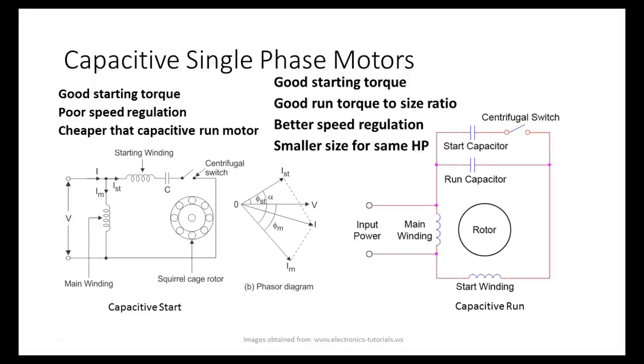Then we have what we call a capacitive run motor, which is kind of misleading. It has two capacitors on it. One of them they leave in all the time, and one of them they kick out. So your start winding has to be made better than this guy over here. These are more expensive. They create better run torque and they're a smaller size. Capacitive run motors will be smaller for the same horsepower than a capacitive start motor.